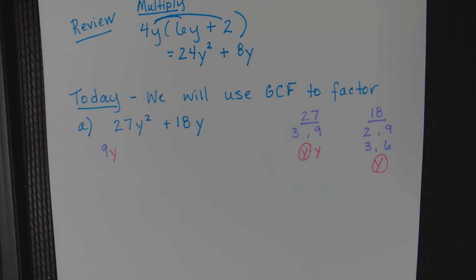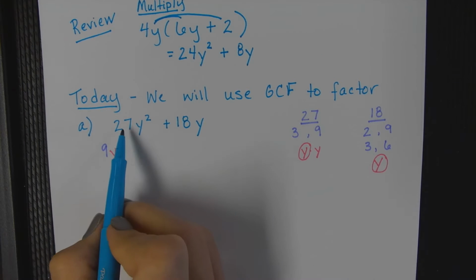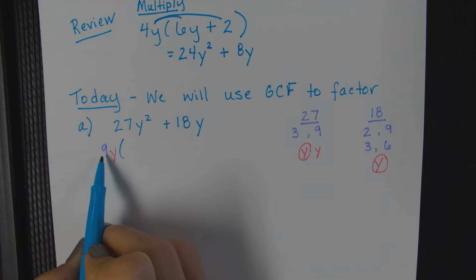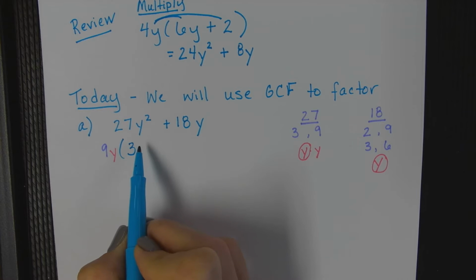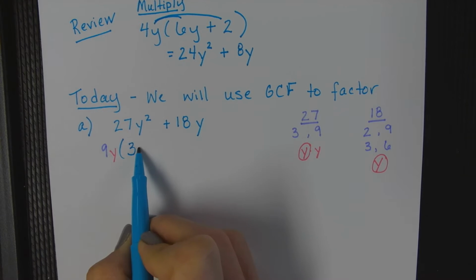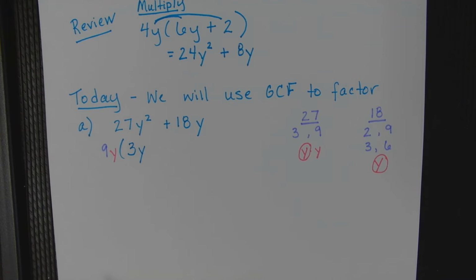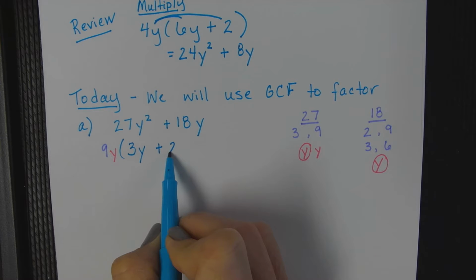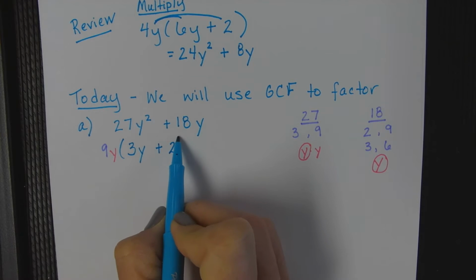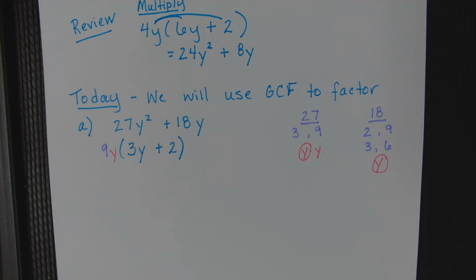What we're doing is we're factoring out. All right, so watch what I'm getting ready to do. I'll use blue. Parentheses, remember we're doing the opposite. 27 divided by 9 is what? 3. And I still have a y left over, right? It's right there. Plus 18 divided by 9 is what? 2. And that's it. Let me stop there.